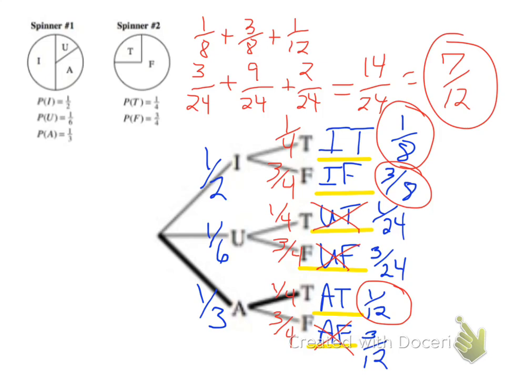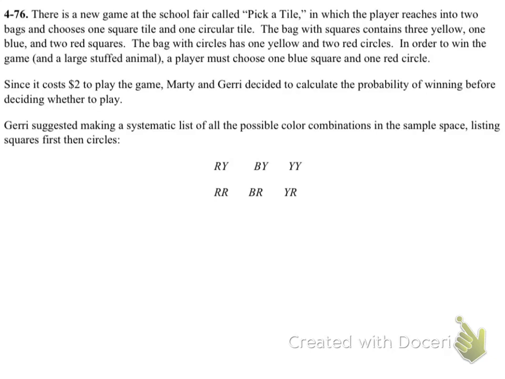Looking at a different problem, it's problem 76 in the geometry book. We have a couple of different situations here. We first of all have two different bags. The first bag is containing squares right here, and the other one is going to be containing circles. So here's our circle bag as well. Looking at the two different bags, let's say you choose the square bag first.